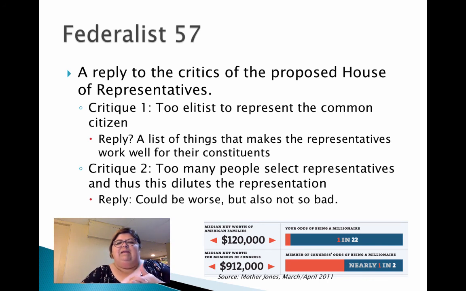If you look at the median net worth of American families versus the median net worth of members in Congress, there's a pretty big discrepancy. And of course, this is median, so we're talking about finding that midpoint, but it's still a midpoint of a population, and we can see that people in Congress tend to be far wealthier and much more likely to be a millionaire than the average citizen. And maybe there is some validity in the critiques that this is too elite of an institution to actually represent the interests of the citizenry.